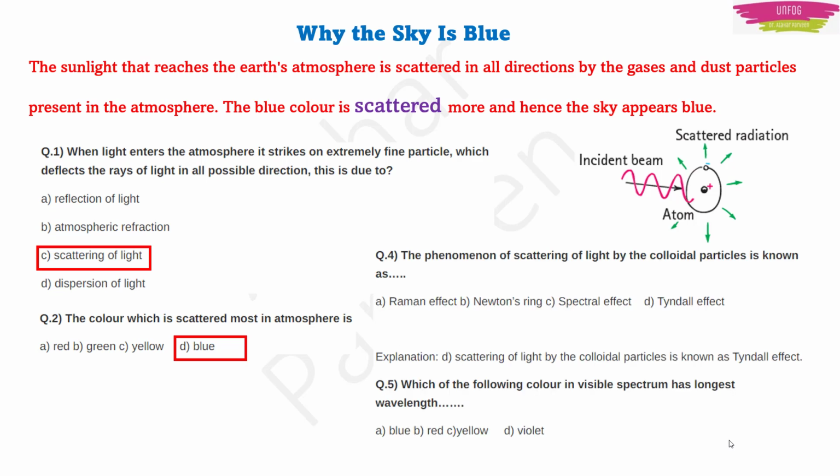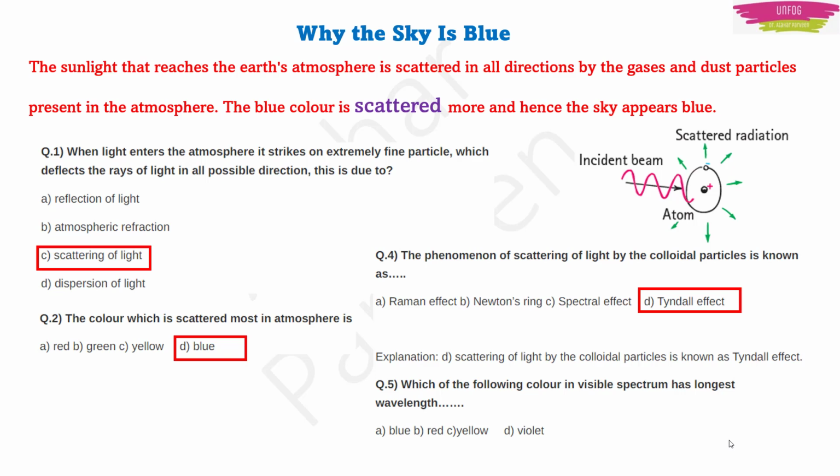Next question. The phenomenon of scattering of light by colloidal particles is known as, yes, the Tyndall effect. We are talking about colloidal particles. There are certain types of particles where scattering of light is happening by these colloidal particles. That type of scattering is known as the Tyndall effect. This is a particular name given to the scattering when it is happening by colloidal particles.